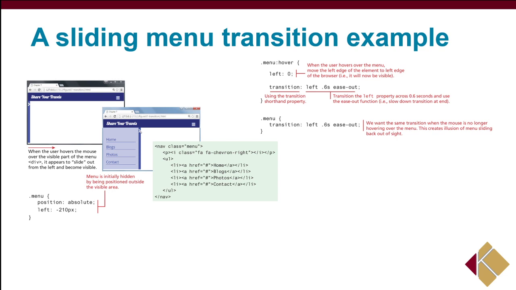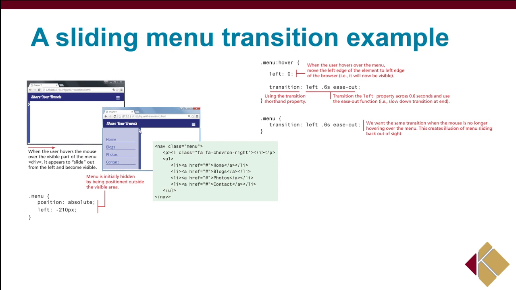And then when it's hovered over, so when they move along that left edge of the element, that's when that transition is going to happen. And it's going to move it to the left until it gets to position 0 on the left. And it's going to take 0.6 seconds, and then ease out, which means that it's going to slow down towards the end.